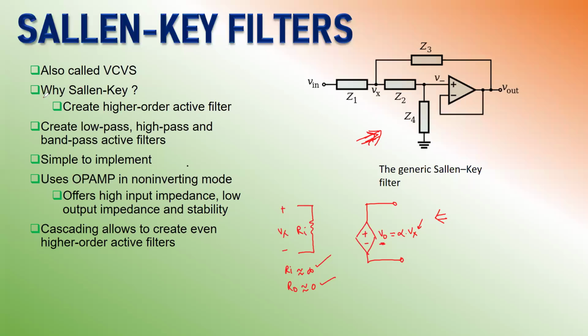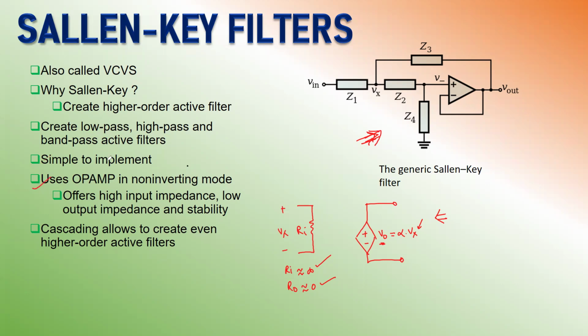Now, the question is, why Sallen Key? Because it can be used to create high order active filters. As I said before, we can use the op-amp and the RC components, as we have seen in previous modules, to design those higher order active filters. But why Sallen Key? We'll see the answer in a moment. We can use the Sallen Key just like in earlier modules. Sallen Key filters are also used to create low pass, high pass, and band pass active filters, first order or second order, both. Sallen Key filters are easy to implement.